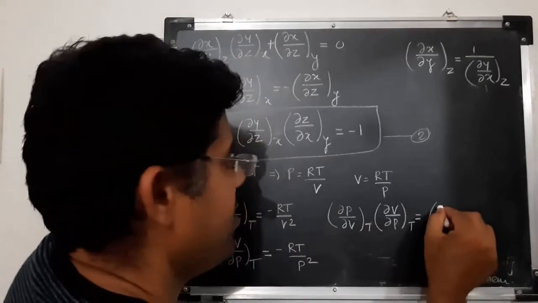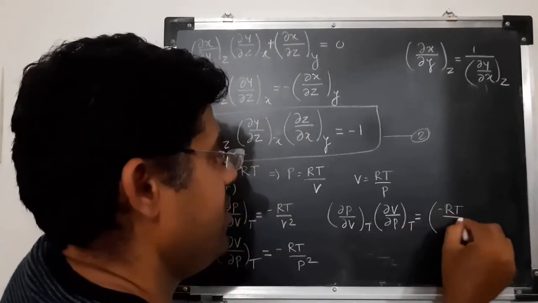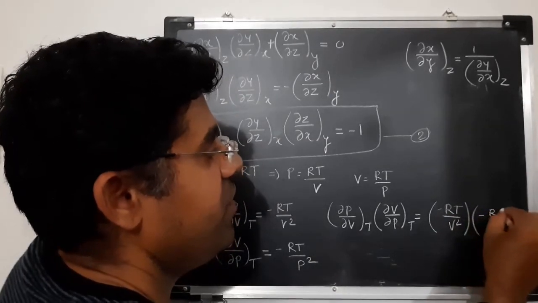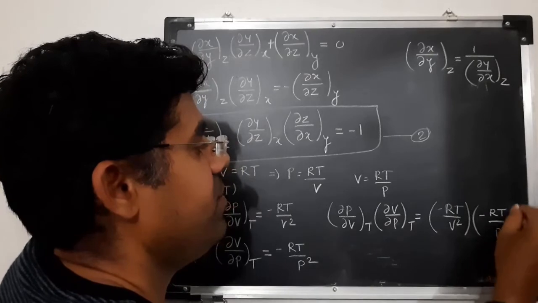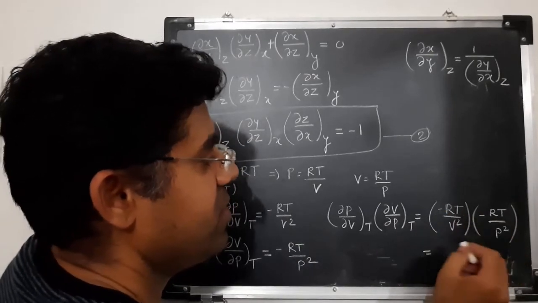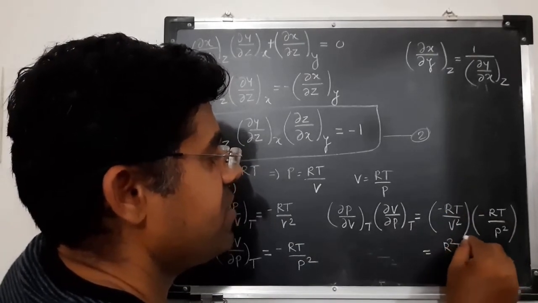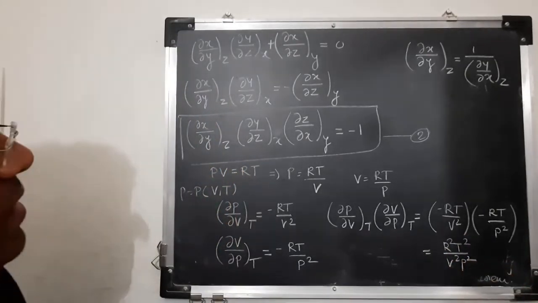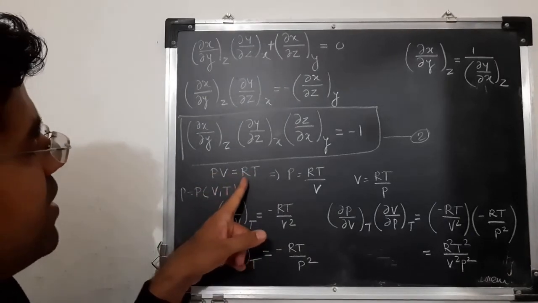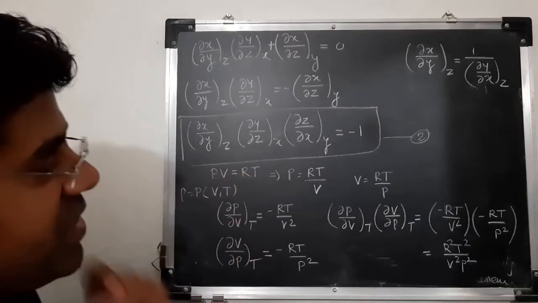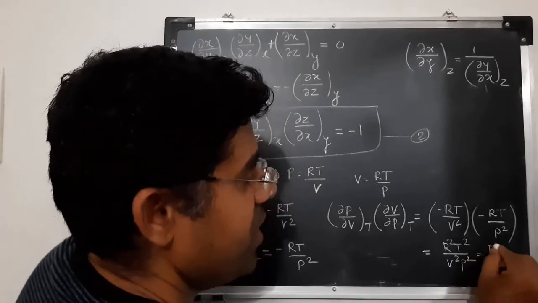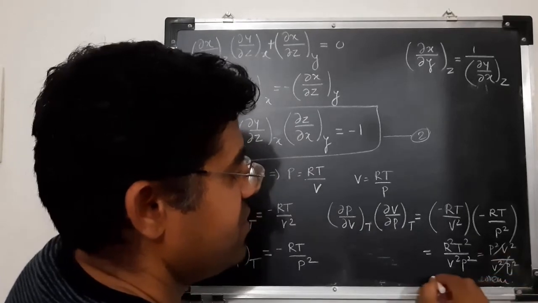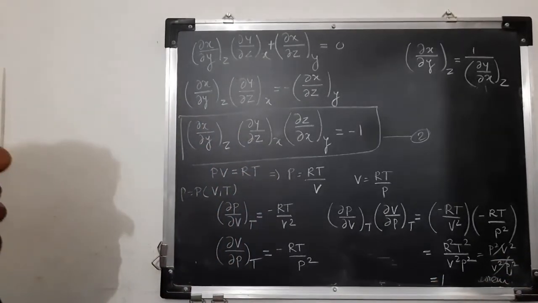So that is nothing but minus RT divided by V square, times minus RT divided by P square. We have to verify. Minus times minus is plus. So I will get here R square T square divided by V square P square. But we know PV is equal to RT, so R square T square is nothing but P square V square. So this is P square V square upon V square P square. This is cancelled, so the first theorem is verified over here.